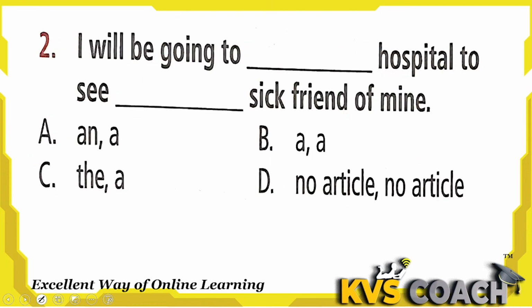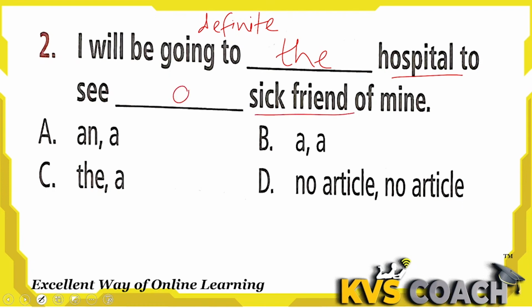Next question is, I will be going to dash hospital to see dash sick friend of mine. Here the listener and speaker both know about the hospital, because the speaker is saying that I'll go to the hospital. He is not mentioning any name. It means the listener already knows about the hospital. So it is a definite article that should be put here. If the speaker and listener both know about the noun, we should put the here. I will be going to the hospital to see a sick friend of mine.